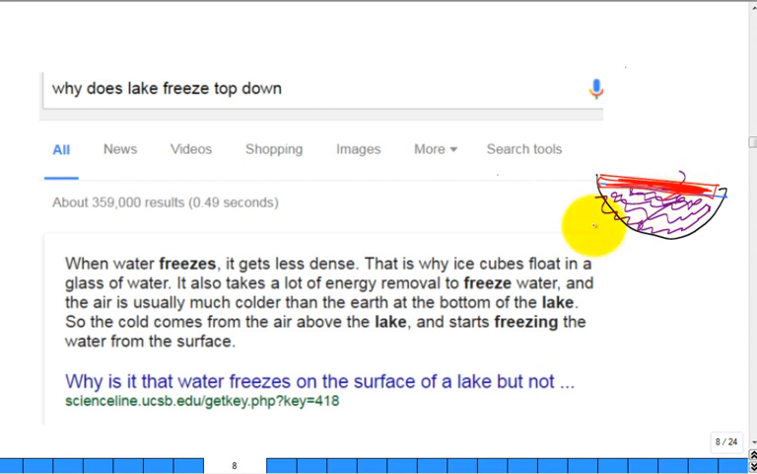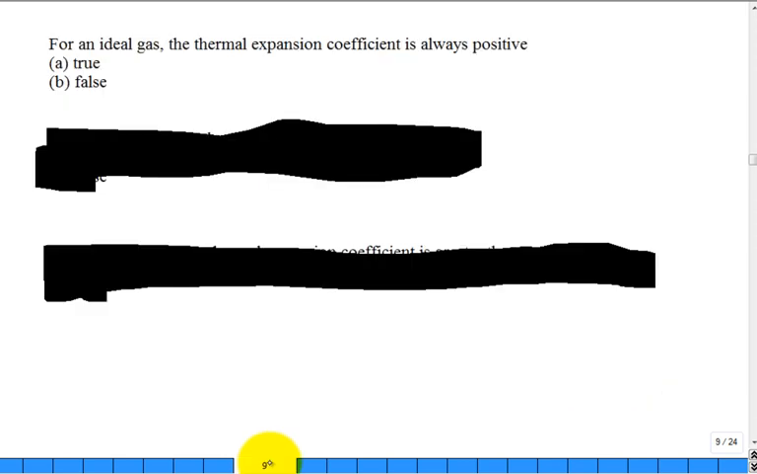Down here, the fish are happy, and the ice actually insulates the lake water. It'll grow a couple feet thick, but it won't typically penetrate the whole depth. So anyway, let's press forward.